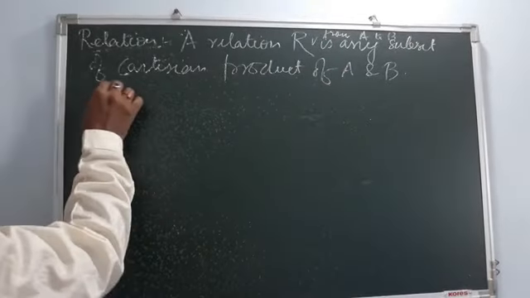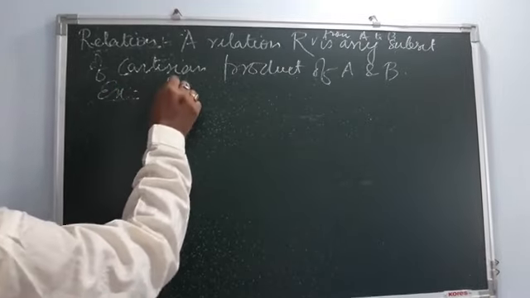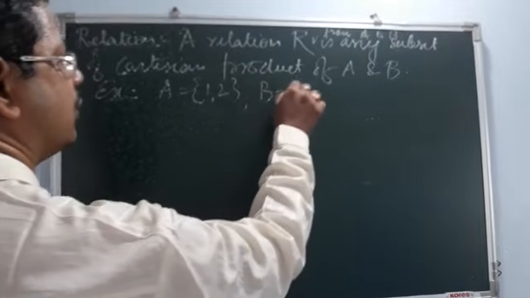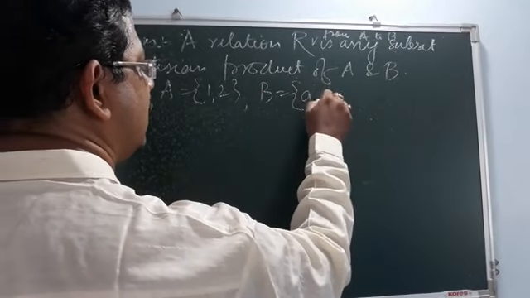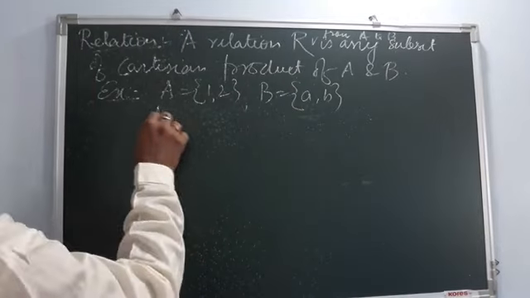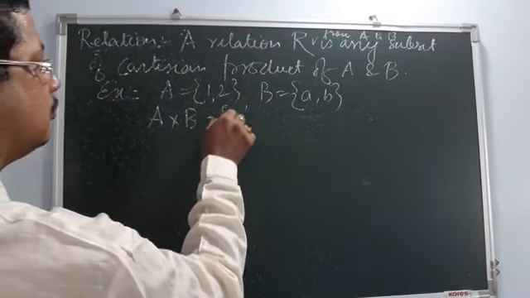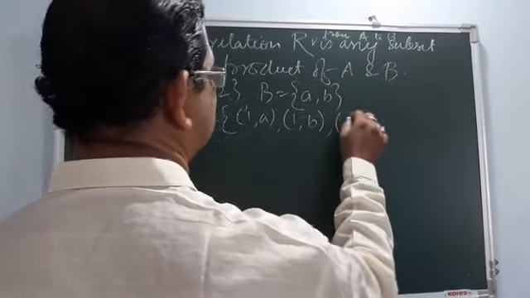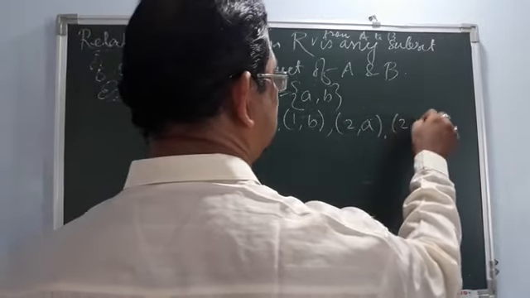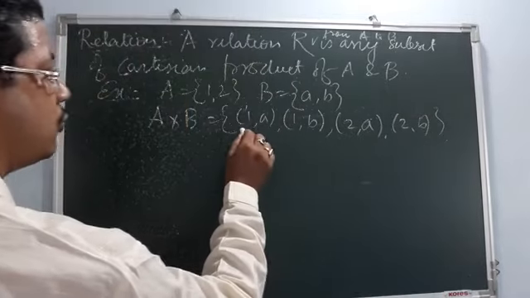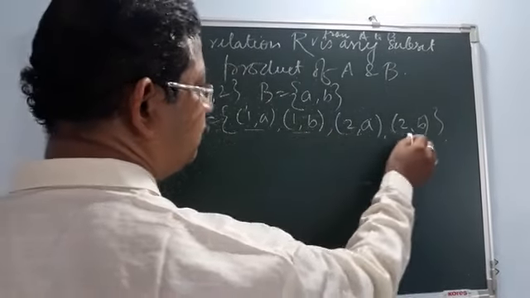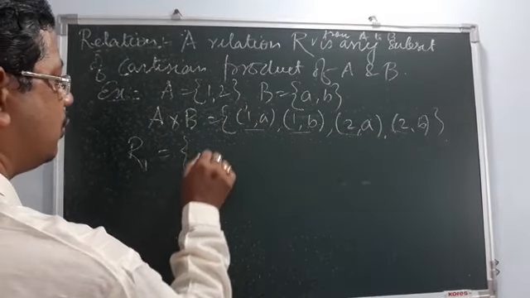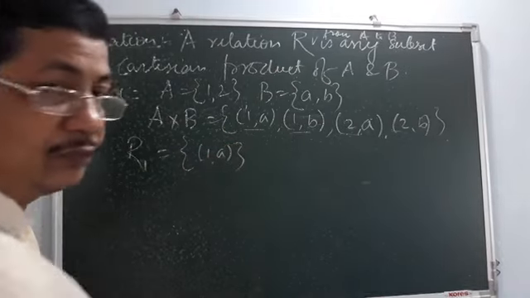Example: suppose A is a set containing elements 1, 2, and B is a set containing elements a, b. Then A cross B is (1,a), (1,b), (2,a), (2,b). So how many elements are there? 1, 2, 3, 4. Now, if I take a set containing only one element, this is a relation.